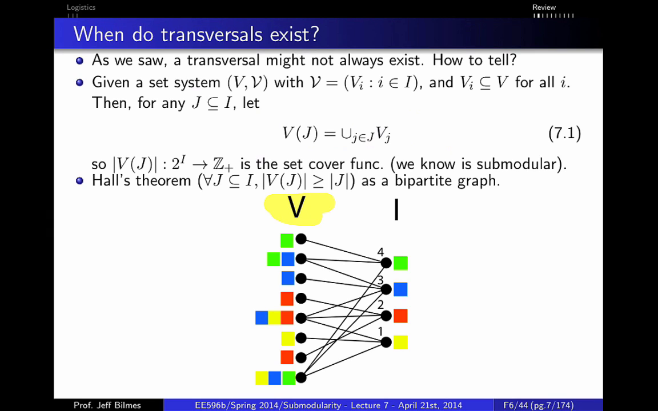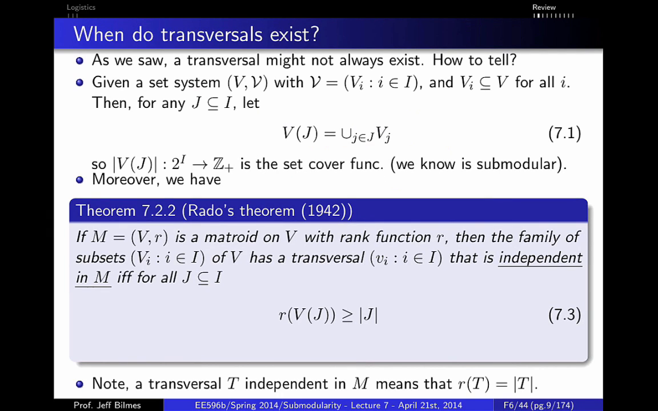These are the left nodes, in case anyone isn't sure. And these are the right nodes on the right-hand side. And this is a particular transversal, where we matched essentially all four indices. And then what we did is we generalized this to Rado's theorem in 1942.